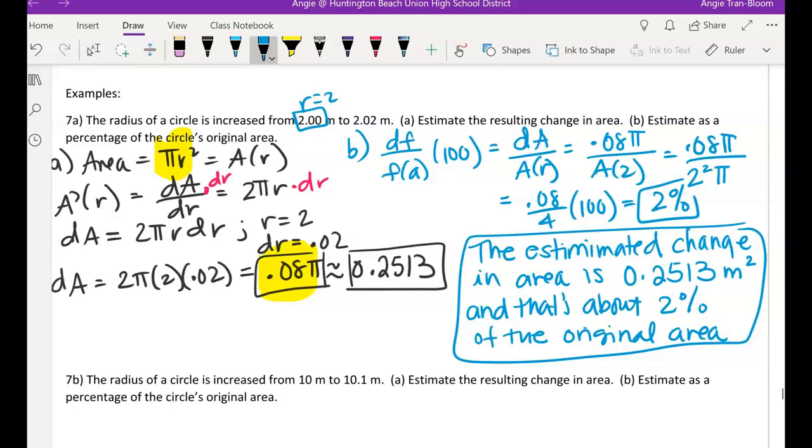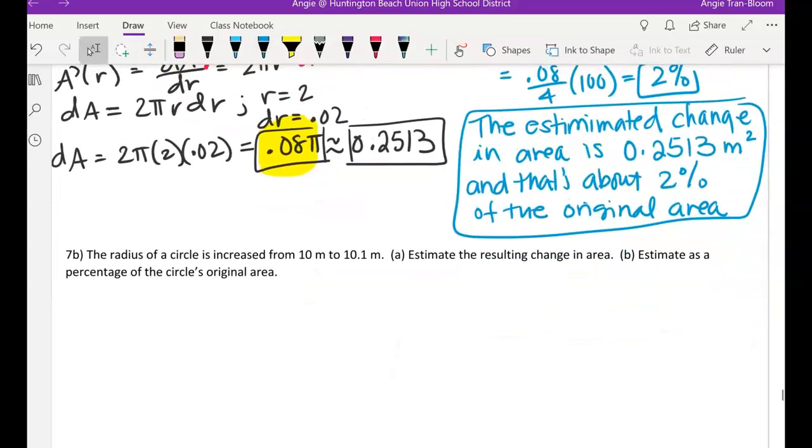So as you can see, the change doesn't look like it's a big number, 0.2513. So as you can see, it's 2% of your total original area. Okay, let's do 7b. The radius of a circle is increased from 10 to 10.1 meters. Same thing, estimate the resulting change in area. If you went from 10 to an increase of 0.1 meter, what would be the area? And then tell me the percentage as well.